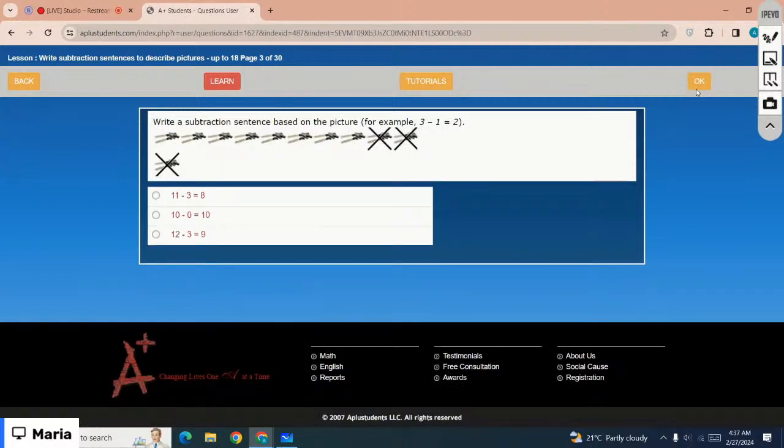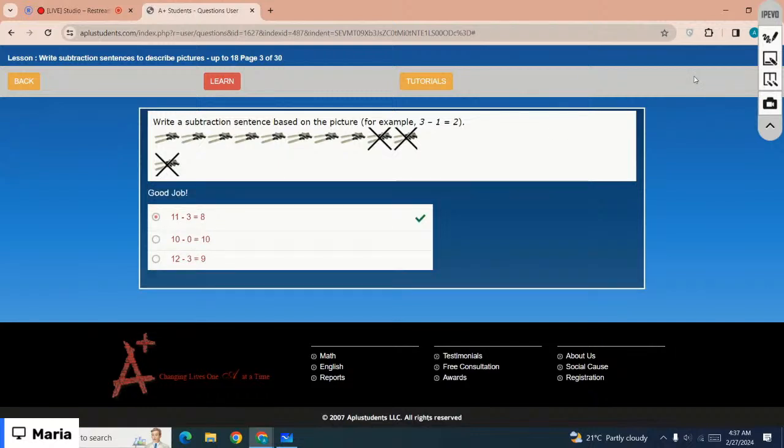Write a subtraction sentence based on the picture. So, which is the correct option? Yes, that is 11. Take away 3 equals 8. Option number 1 is the correct option.